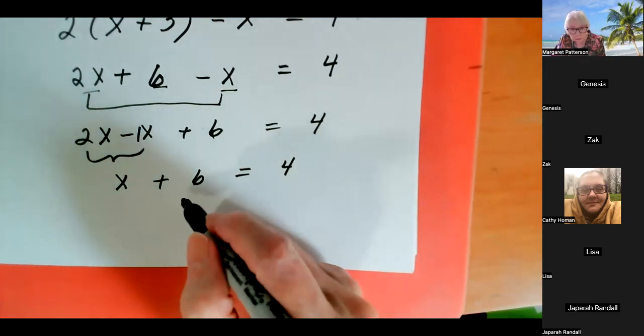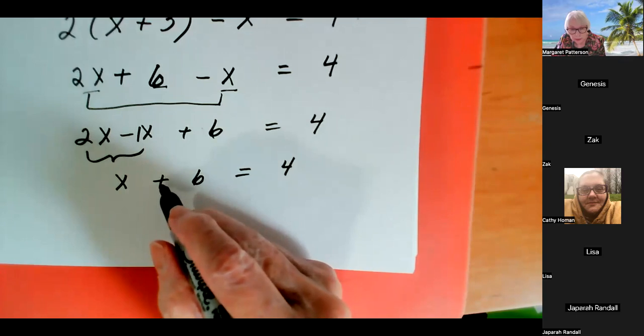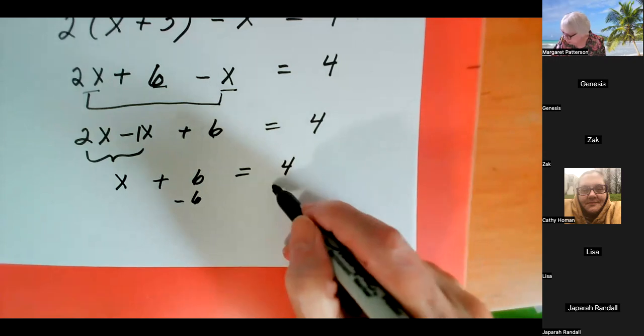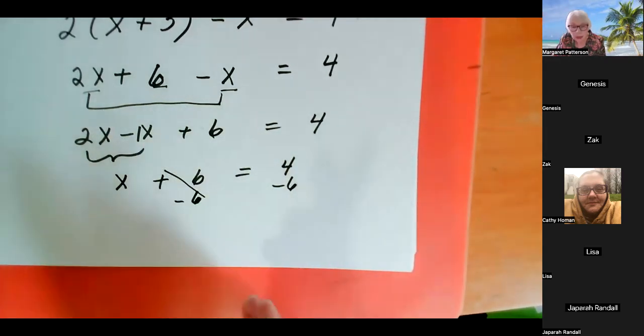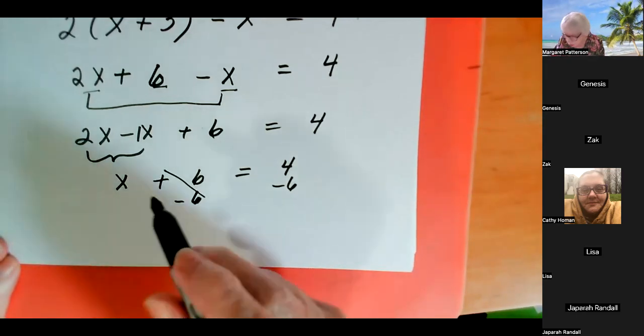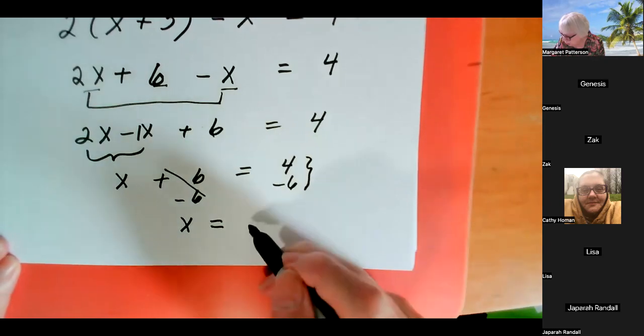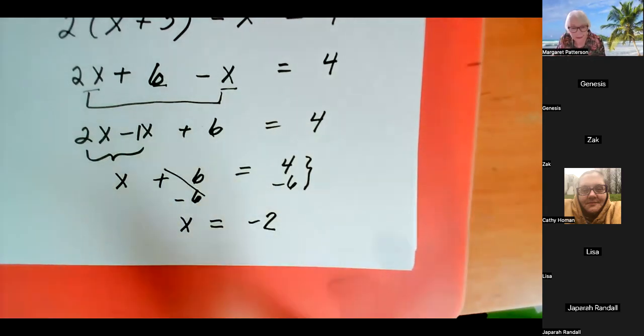Opposite, we subtract 6 from both sides. And plus 6 minus 6 is 0. And so we're down to just plain x, which is what we actually wanted. The answer, I'll get a lot of -2s. There you are. How is that?